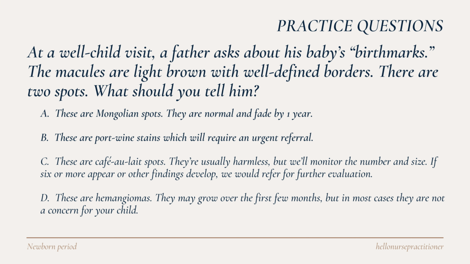B. These are port wine stains, which usually require urgent referral. C. These are cafe au lait spots. They're usually harmless, but we'll monitor the number and the size. If 6 or more appear or other findings develop, we will refer for further evaluation. D. These are hemangiomas. They may grow over the first few months, but in most cases, they are not a concern for your child. The answer is C.